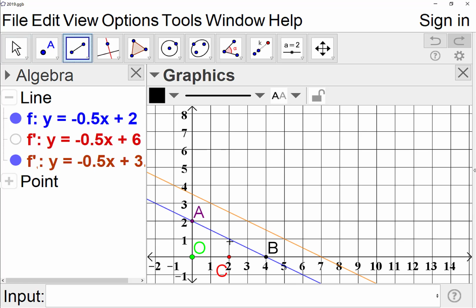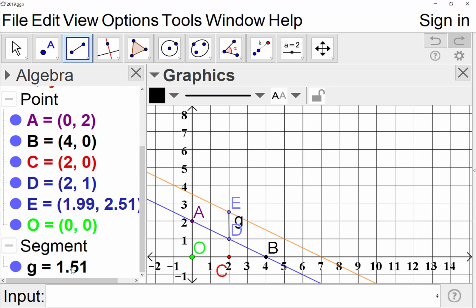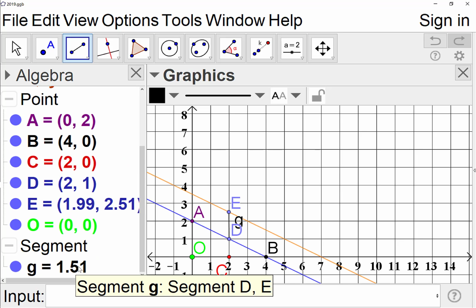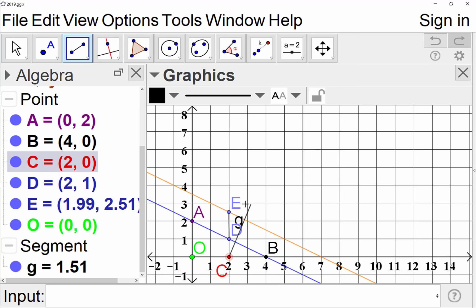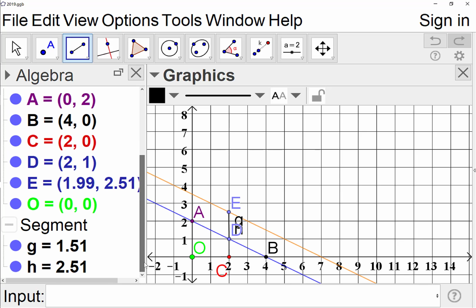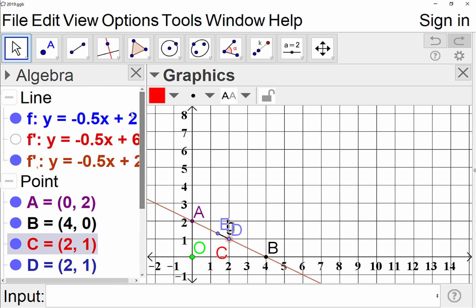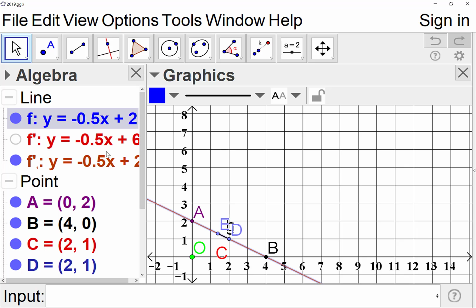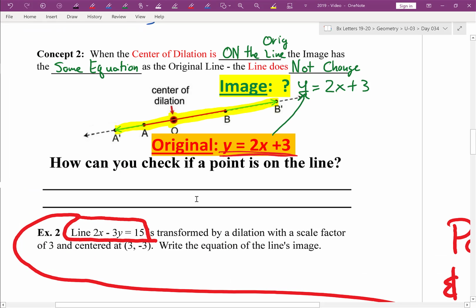If I made a segment from there to there, that distance is 1.5, because the total distance is from here to there. That would be the 2.5. Okay. Short story, the summary is, when the center of dilation is on the line, the equations are the same. Okay? Equations are the same.